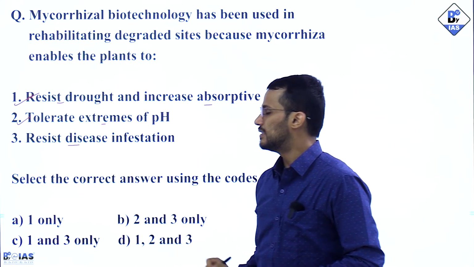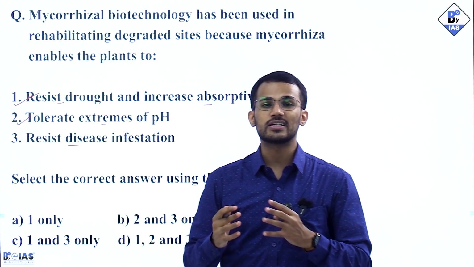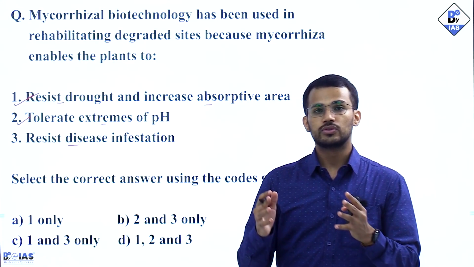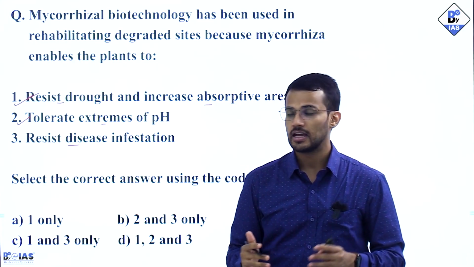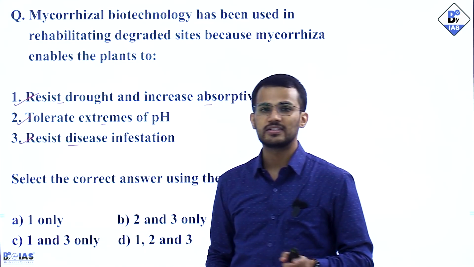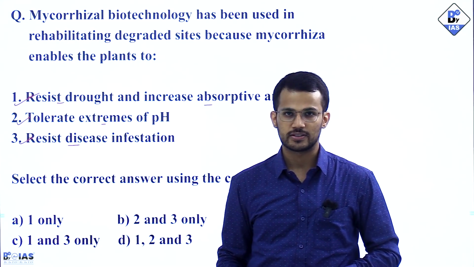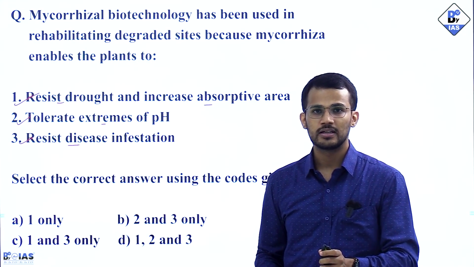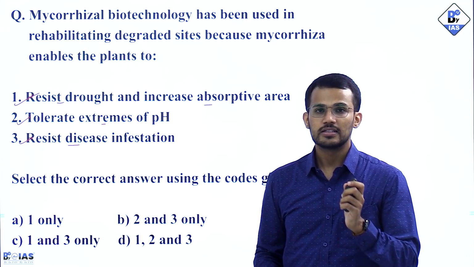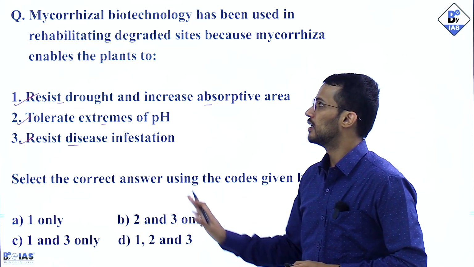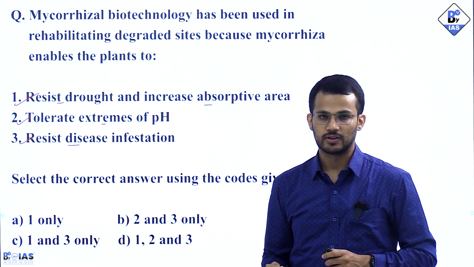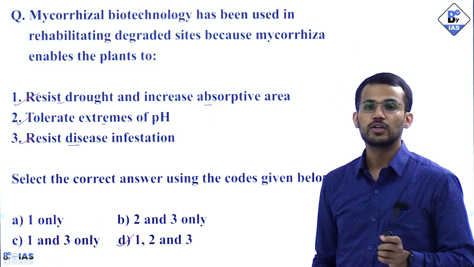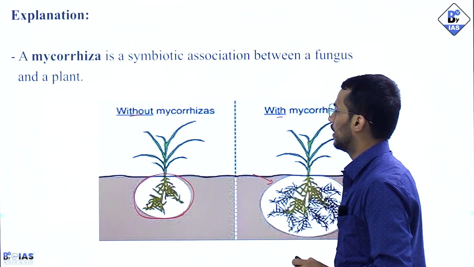Third is resist disease infestation. If nutrients are available, if water is available in sufficient amount, then that particular plant species will be healthy, and hence it will be able to resist any disease infestation. And that's why all these three are the benefits that are received by plants if they form a symbiotic association with the fungus, and that is the mycorrhizae fungus, right? So the correct answer for this question is D, 1, 2 and 3. Next question now.